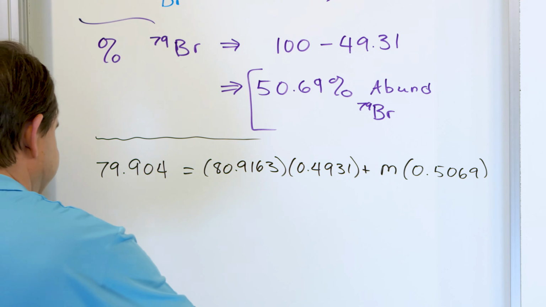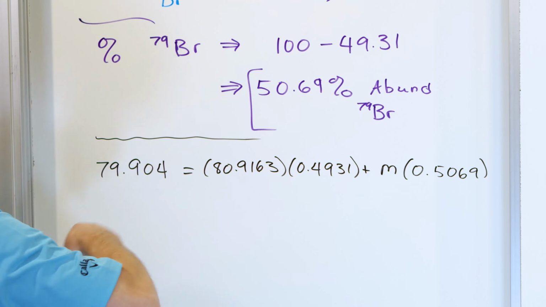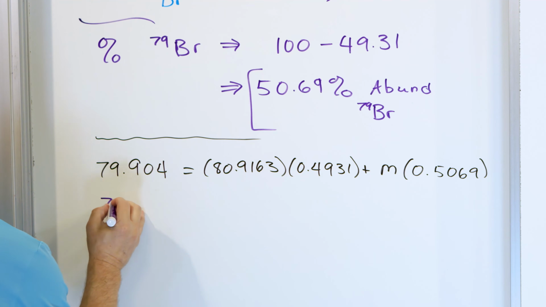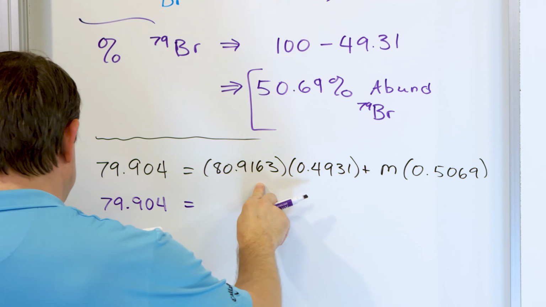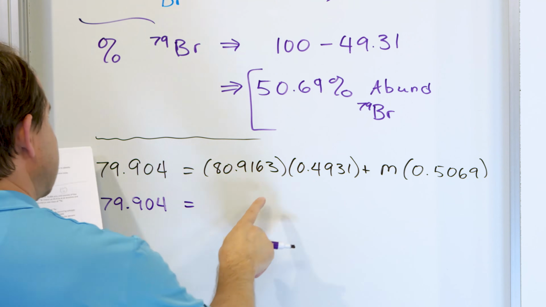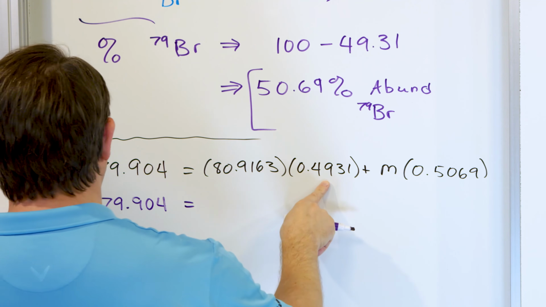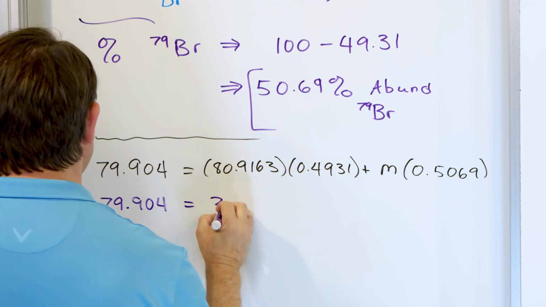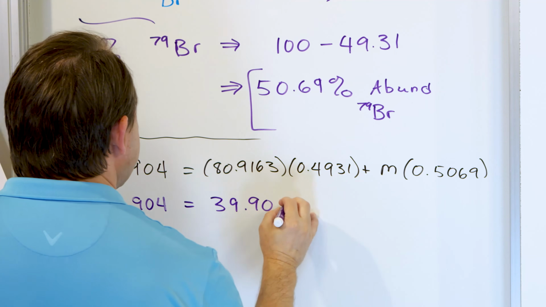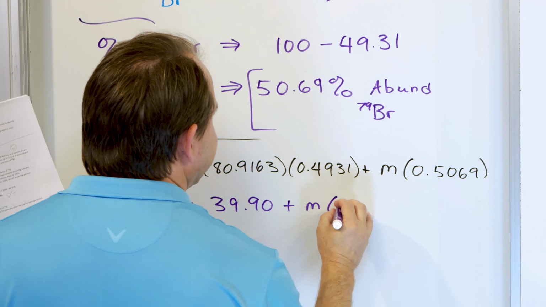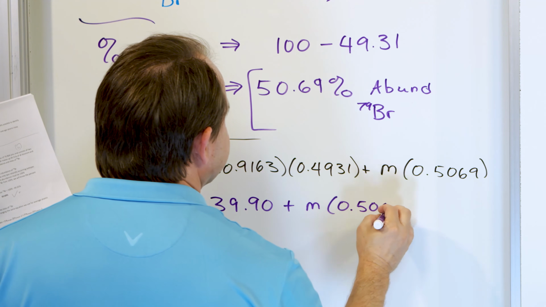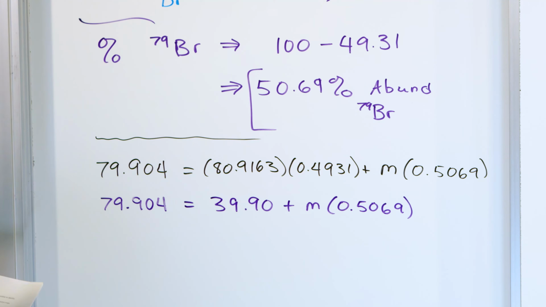All right, so let's proceed by multiplying what's on the right-hand side. On the left, we still have the 79.904. And on the right, when we take 80.9163 and multiply by 0.4931, we get 39.90. And then plus the mass of the other bromine isotope, multiplied by 0.5069.